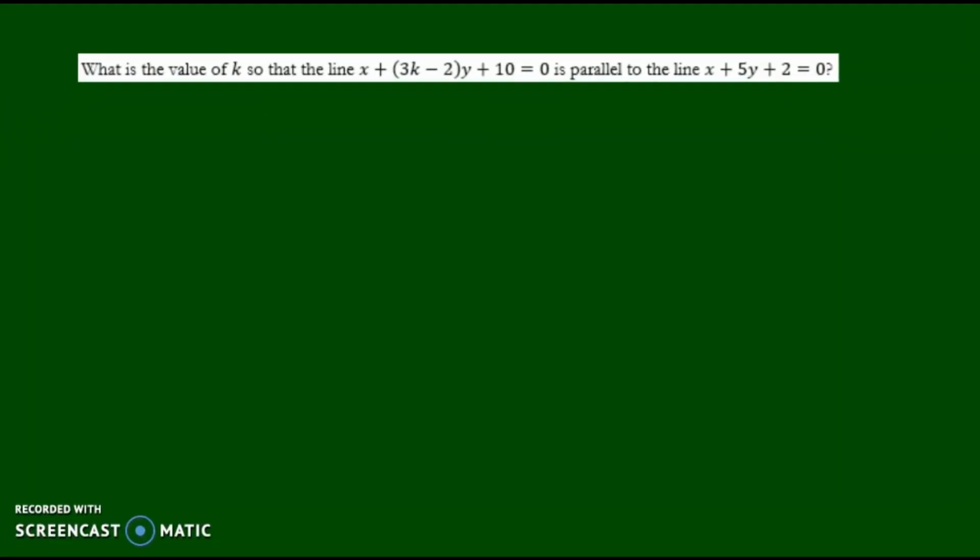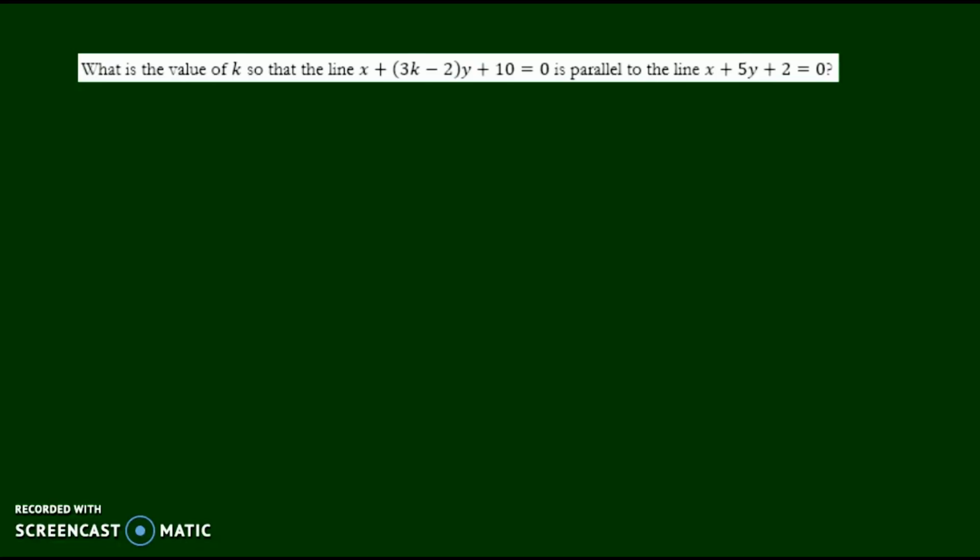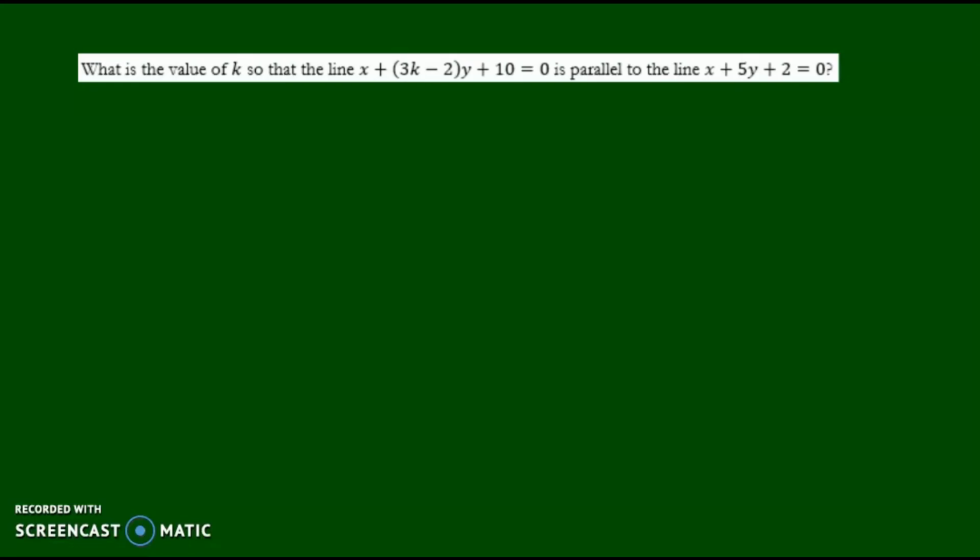Let's apply the concepts of parallel and perpendicular lines in solving the following problems. Okay, the first problem: what is the value of k so that the line x plus the quantity of 3k minus 2, close quantity, y plus 10 equals 0 is parallel to the line x plus 5y plus 2 equals 0? Now, we know that the two lines are parallel.